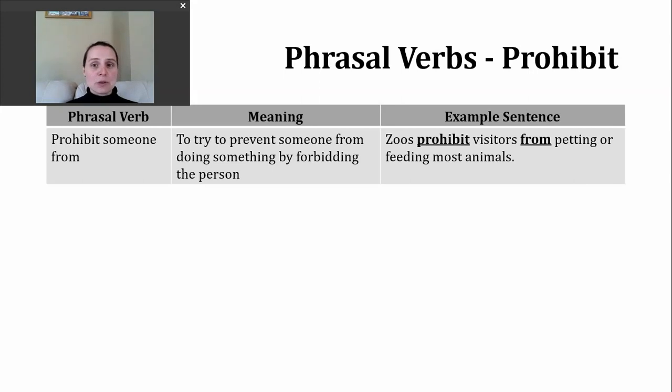Here it is in an example sentence. Zoos prohibit visitors from petting or feeding most animals. Okay? So zoos do not allow the guests, the visitors, to pet the bears or feed the lions, right? That would be a very bad idea. And as I told you before, you can see that there are two gerunds being used right after this from. And that's generally what you're going to hear and see when you see this phrasal verb, prohibit from.